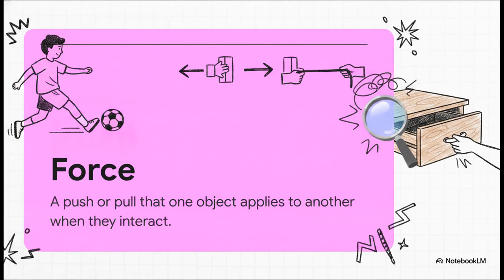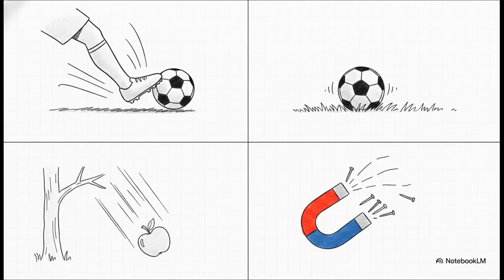Whether you are kicking a soccer ball away from you or pulling a heavy desk drawer open toward you, you are using the fundamental superpower of force. Now, there are several key types of forces we use or experience every single day. Some are contact forces, meaning physical touch is strictly required. For instance, muscular force comes directly from your body kicking that ball.